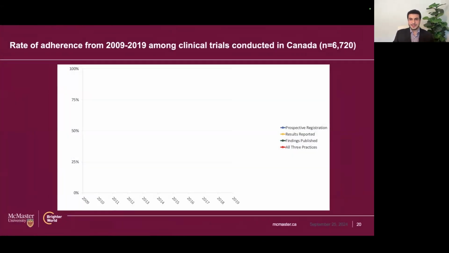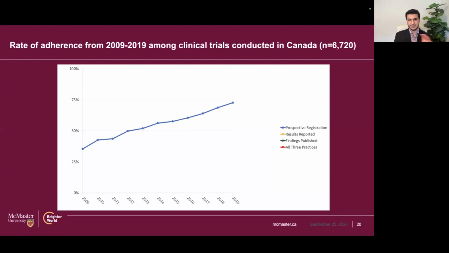So we told ourselves, all right, so we have that 20%. Now, once again, in this graph, we reanalyze the same three outcomes: prospective registration, results being reported, publication of findings, but we plotted it over time. So we wanted to see essentially, were there any trends that we could observe from 2009 to 2019? So starting with prospective registration, we noticed that from year to year, there's been an increase in the number of papers that are prospectively registering.